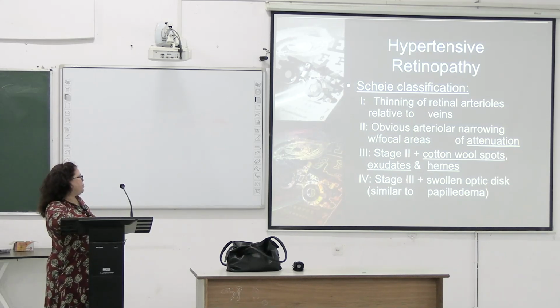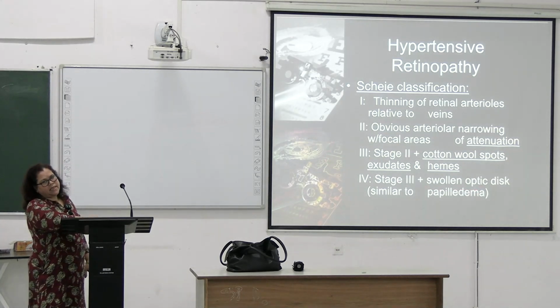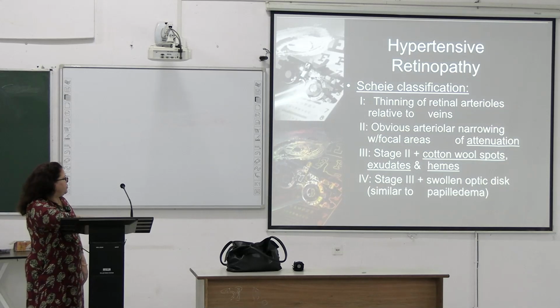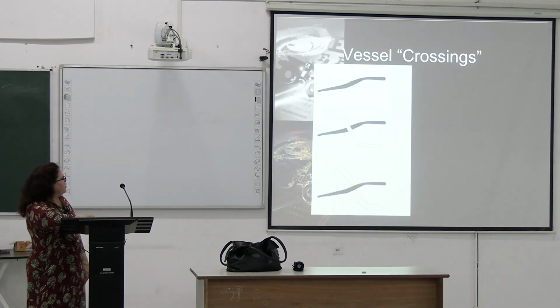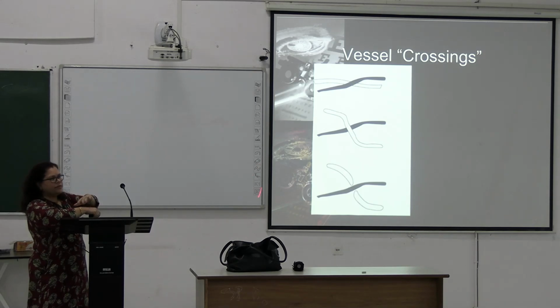Then stage 4 has everything from stage 1, stage 2 and stage 3 present, but here a swollen optic disc is present, just like papilledema. And this is the crossing changes. And here are the artery and vein. Due to the pressure, they are separating. And here they are just crossing over.